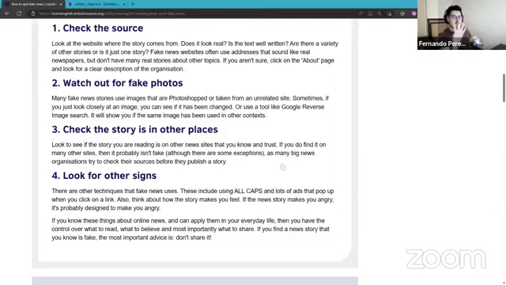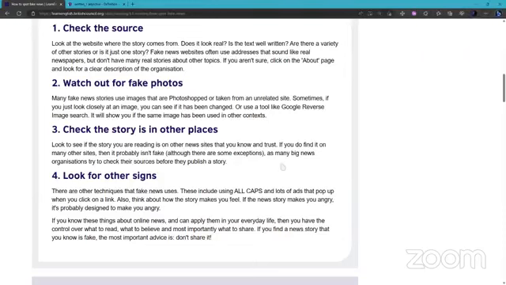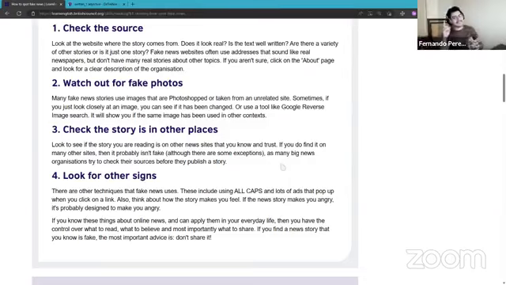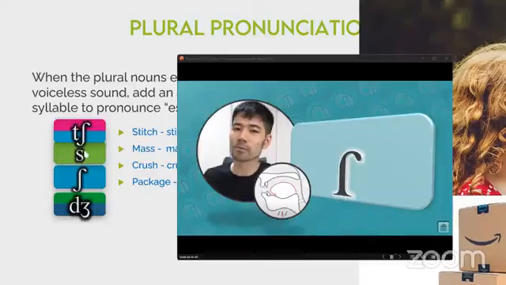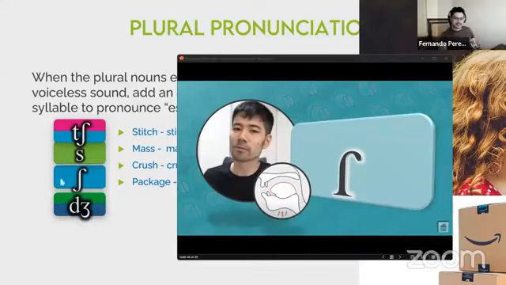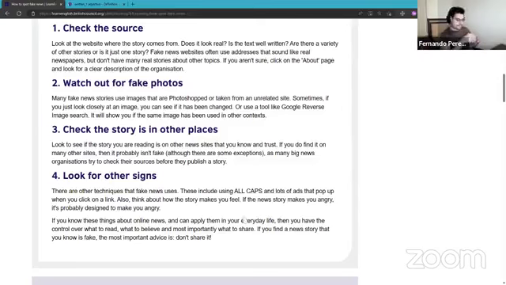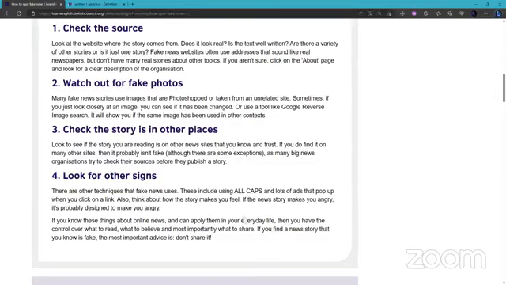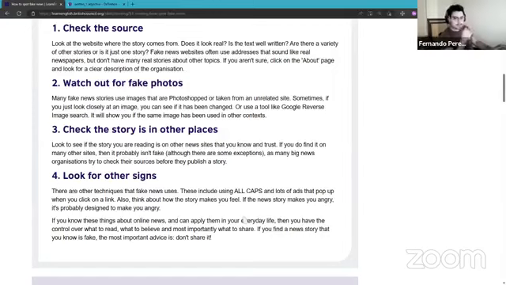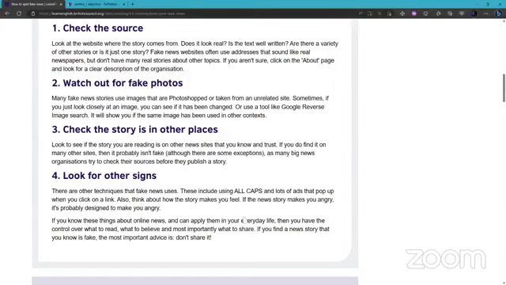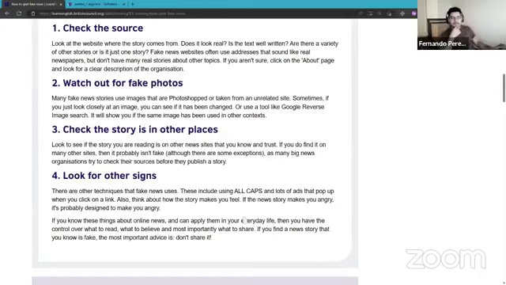In plural? Yes, plural. Source sounds singular. Sources. Exactly. You remember it's about pronunciation. This is the thing. The S, the shush, the J, and the ch. Okay. So one more time. As many big news organizations try to check their sources before they publish a story. That's correct. What is the tip in this paragraph?